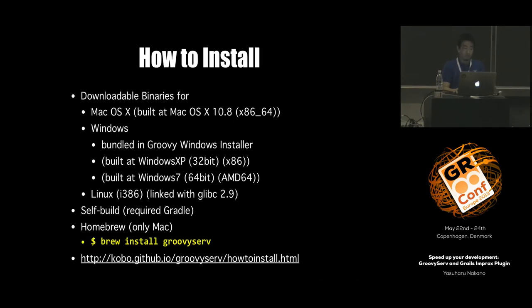Okay, how to install? I prepared the binaries for macOS 10.8, Windows 7 and XP, and Linux, but a binary form is too sensitive to the environment. It's often troublesome. So I recommend building from source code on your machine if possible. If you use a Mac, the best way is to use Homebrew. It's a very easy way to build GroovyServ from source code on your own.